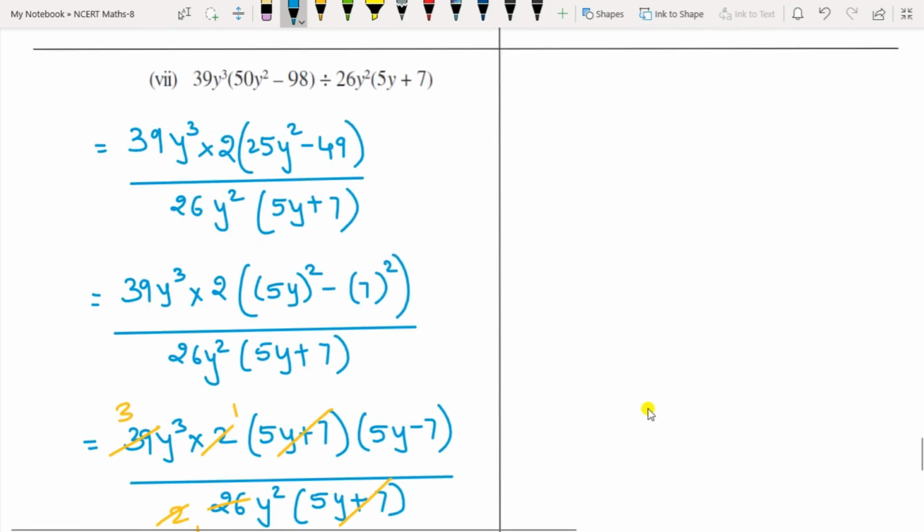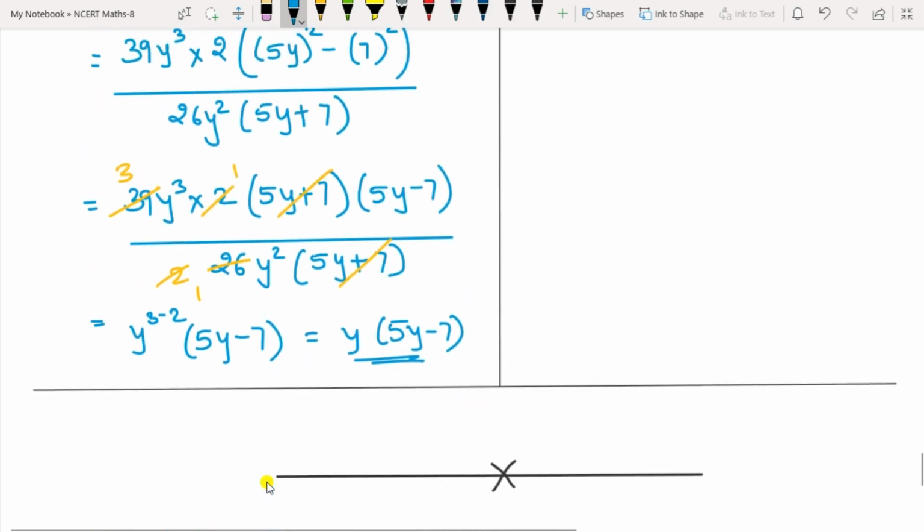This one, 39y cube. Now from 50 and 98 you can take 2 as common. It will be 25y square minus 49. Write its square root as 5y whole square minus 7 whole square. It is a plus b, a minus b. So it will be 5y plus 7, 5y minus 7. 5y plus 7 will get cancelled. And here 26 and 39 will get cancelled by the table of 13. 13 3s are 39 and 13 2s are 26. And remaining is y raised to 3 minus 2 and 5y minus 7. So y raised to 3 minus 2 is y raised to 1, means y, and 5y minus 7 is the answer.